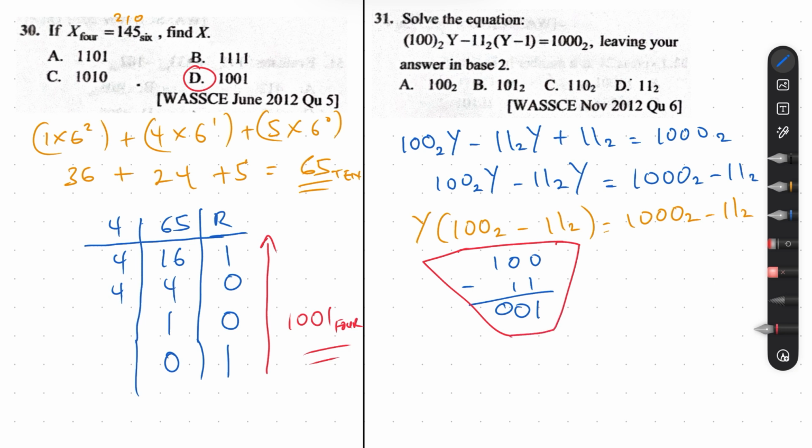Okay? 0, 0, 1, which is the same as 1. Now let's do the other portion, which is right here. What do we get? Let's try to subtract. 1, 0, 0, 0 minus 1, 1. Okay? So we borrow all the way from here to this side.